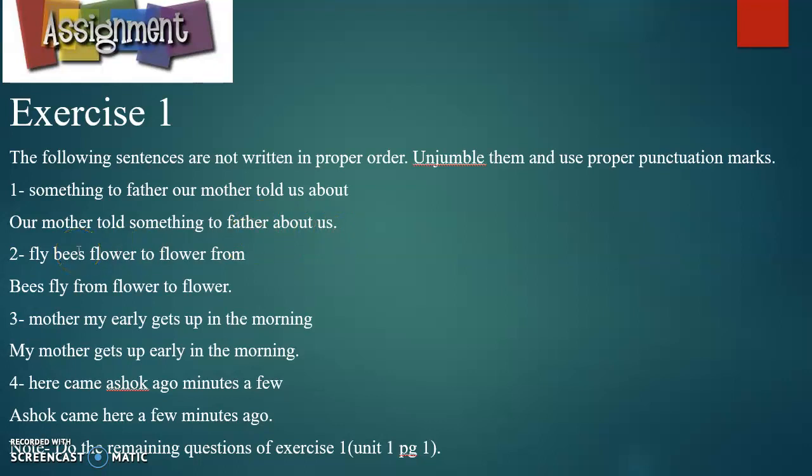Now again, we try. Number 2, fly, bees, flower, to, flower, from. Again, we cannot understand. Meaning is not coming and it is not in proper order. So, we have to again form a complete sentence. For that, first we have to put all the words in proper order. We should start from a capital and we should end with a full stop. So, we are doing: Bees fly from flower to flower.